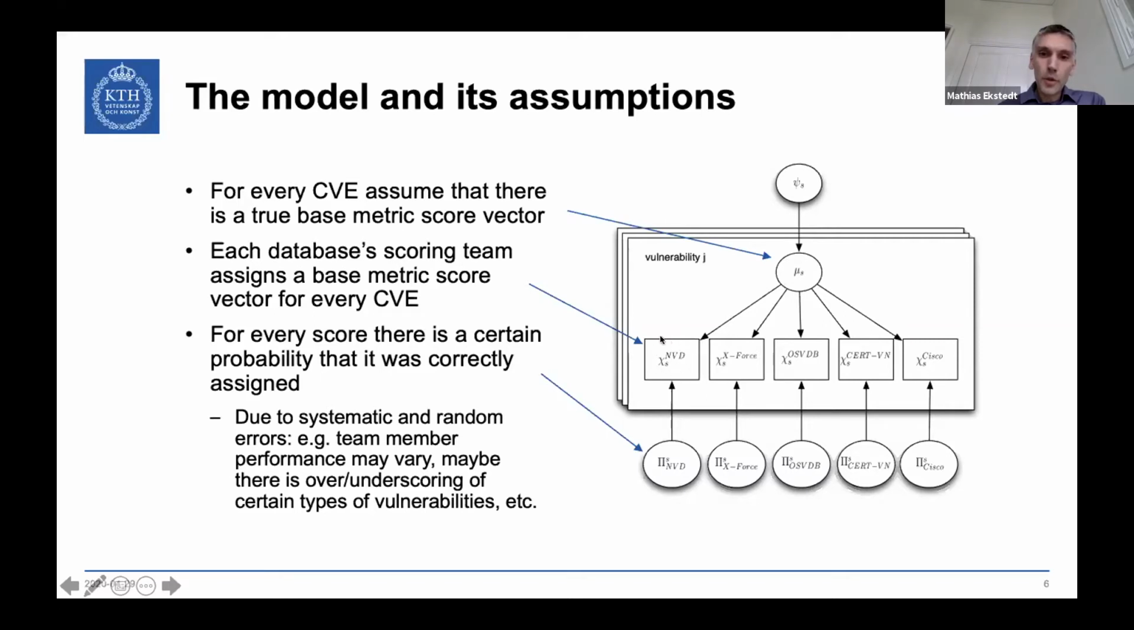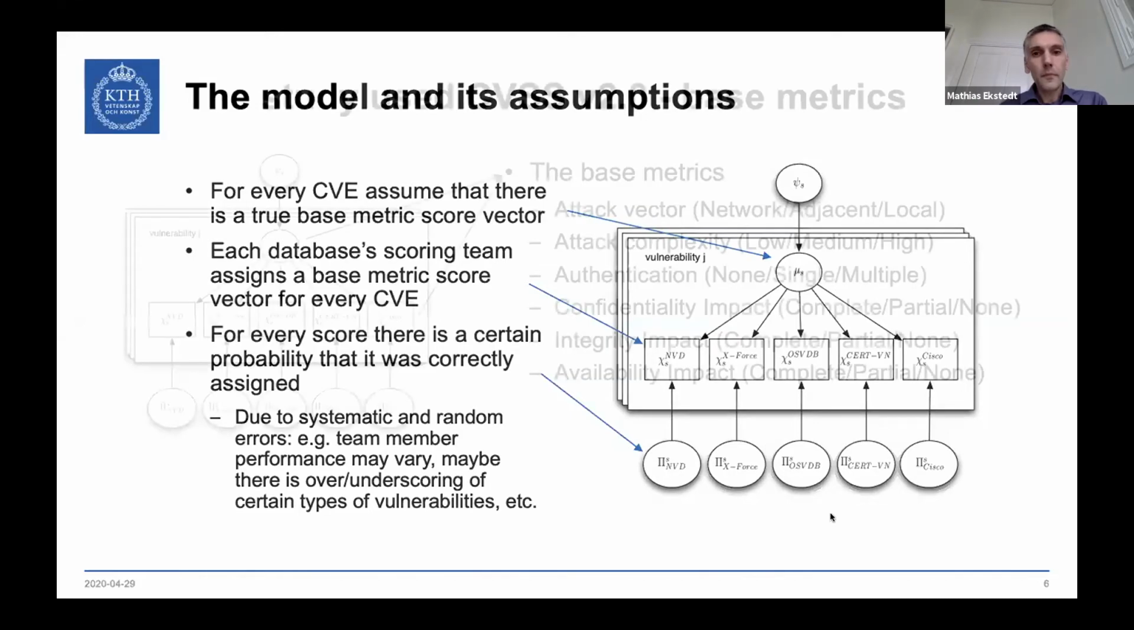So this is what we can observe. The squares here, this is what we can observe. We cannot observe the round things. The scoring is also determined by, say, the performance of the scorer working for the database, essentially. So they could be more or less skilled or correct. So that's the overall model. And what we are interested in essentially is how well these scorers are performing.